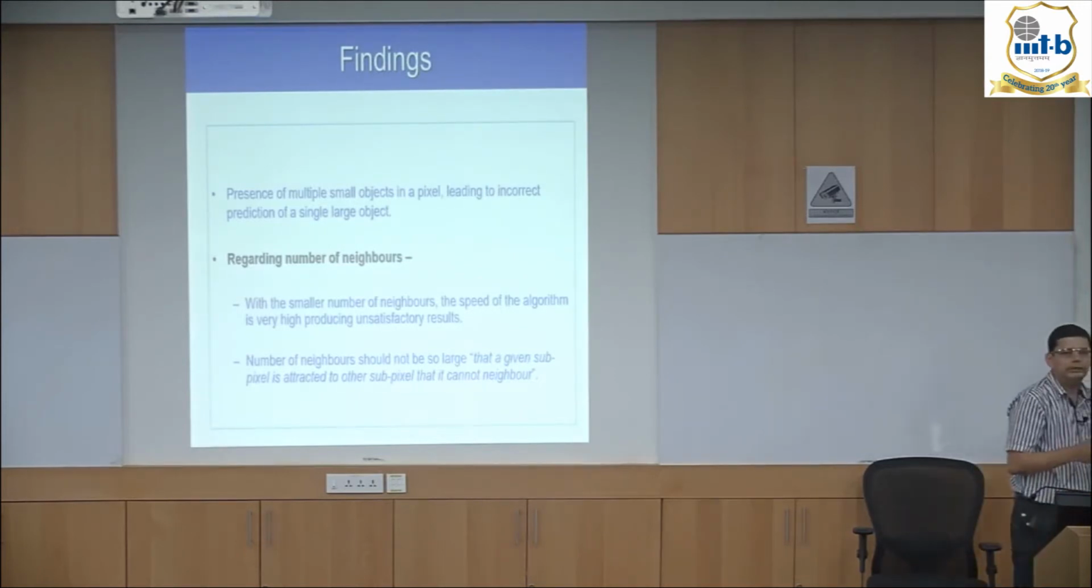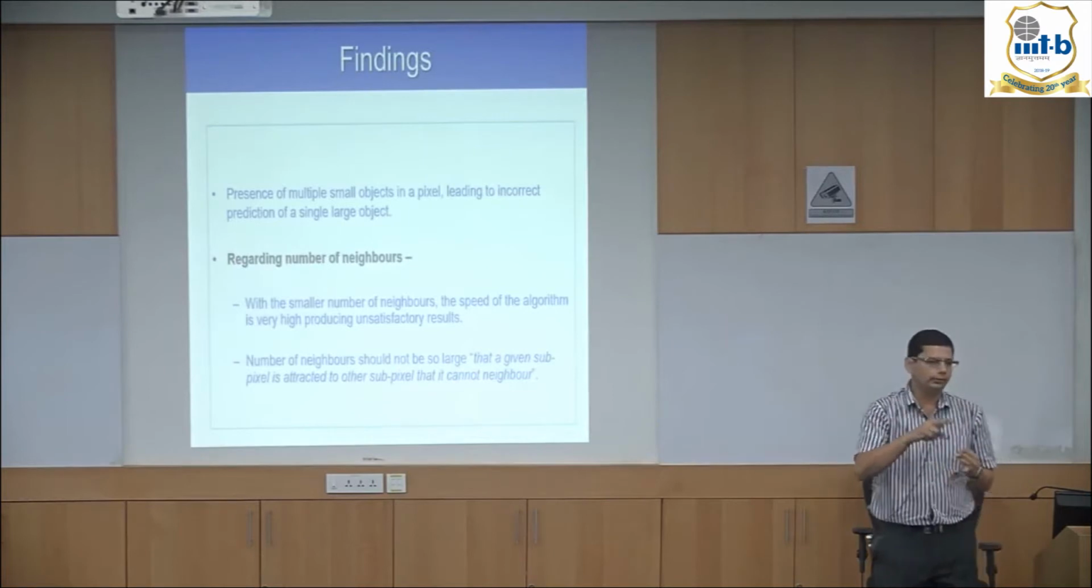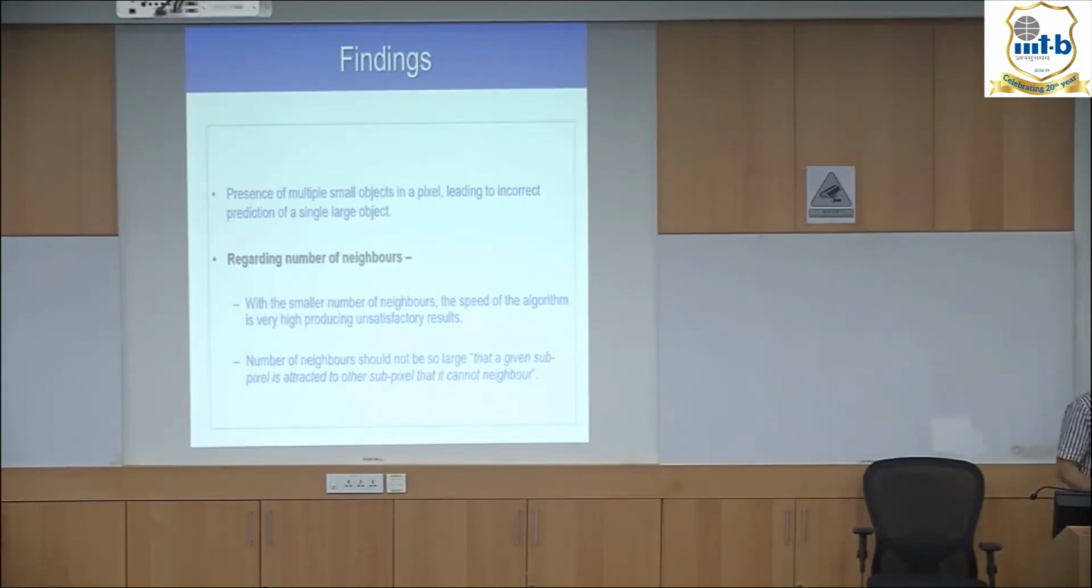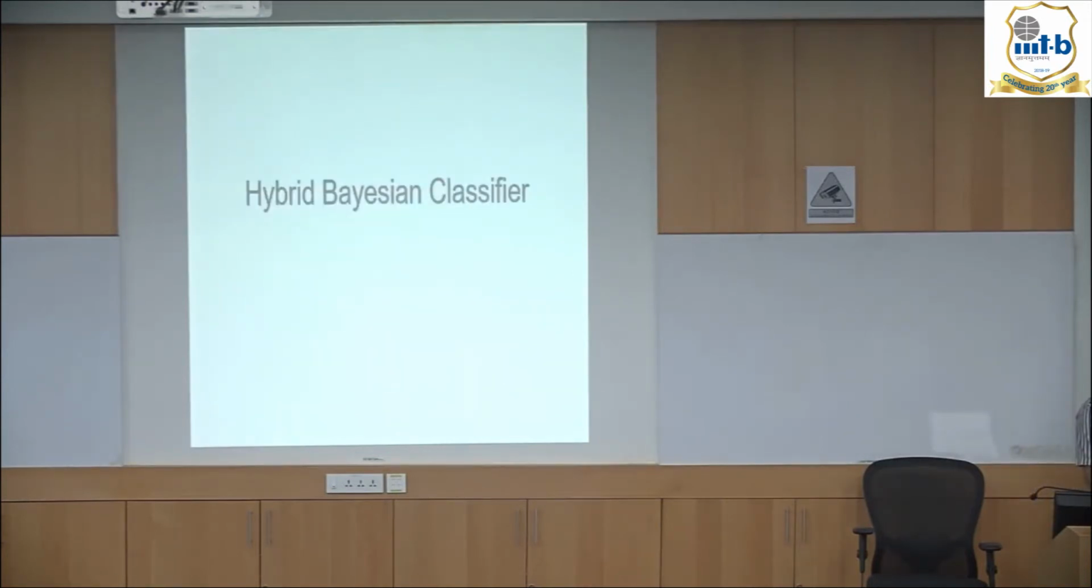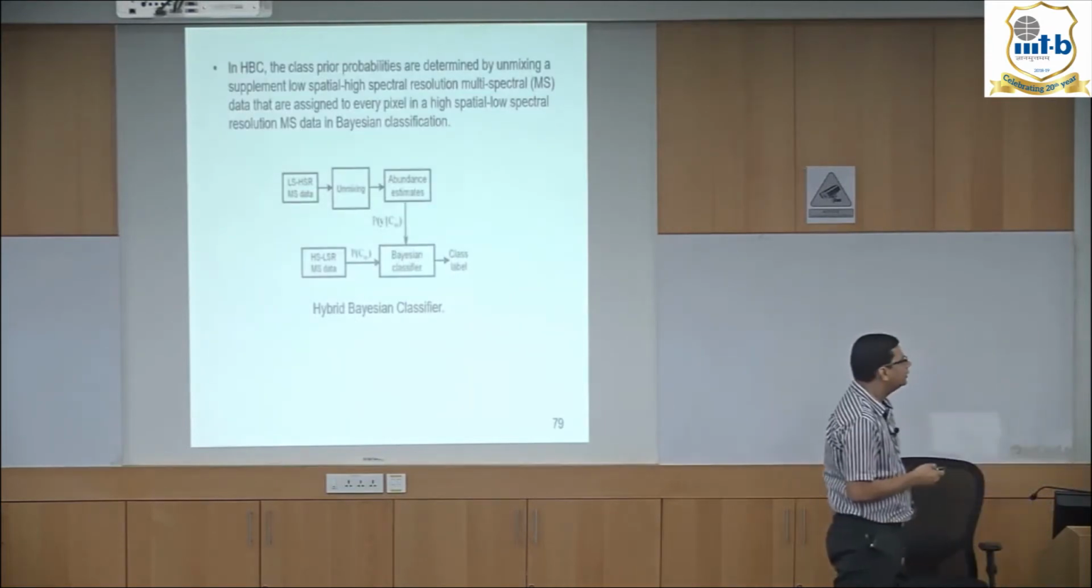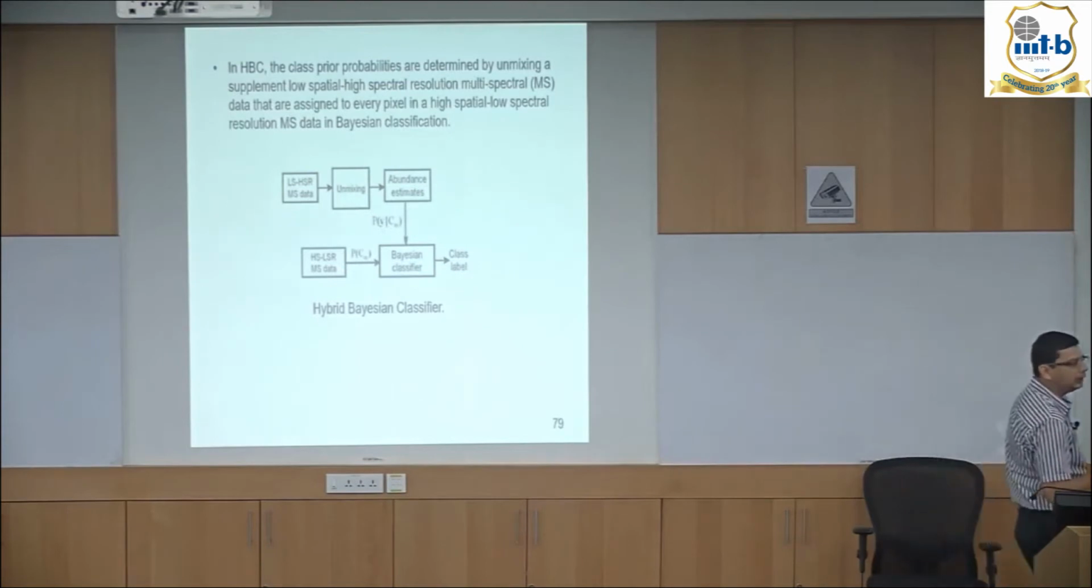So right now we tested with only two classes, binary classes, 1 and 0: urban, non-urban, water, non-water. But definitely there is scope to extend this to multiple classes. How can you swap the pixels if there are multiple classes present in the image? So this led to a new classifier called the hybrid Bayesian classifier. So we modified the original Bayesian classifier and called it the hybrid Bayesian classifier.